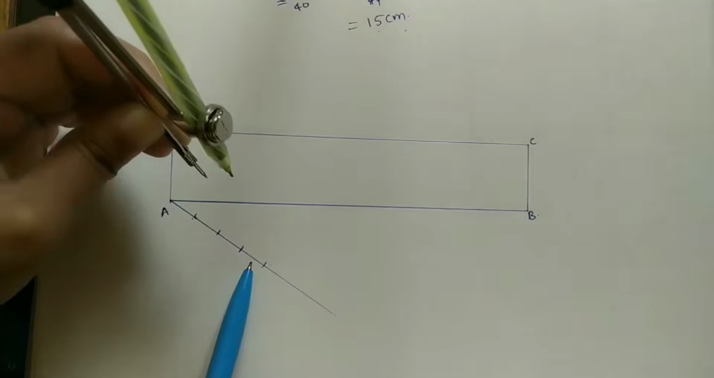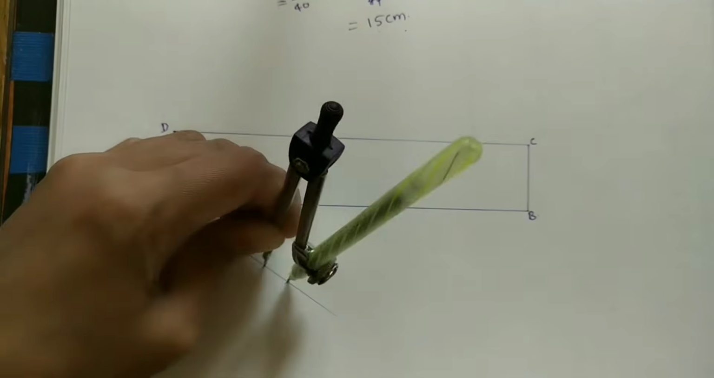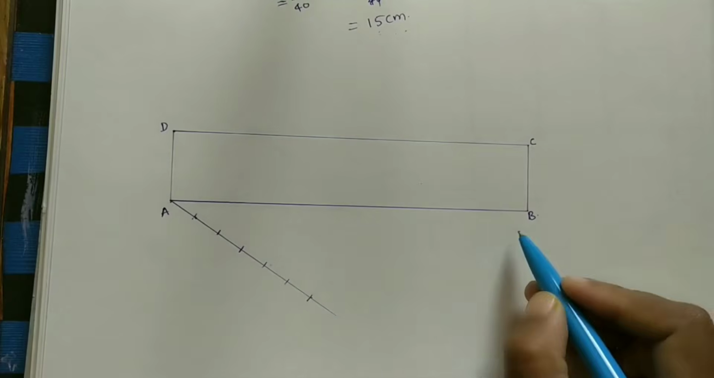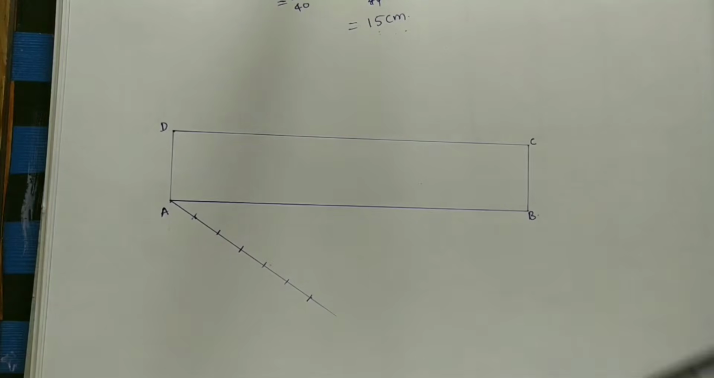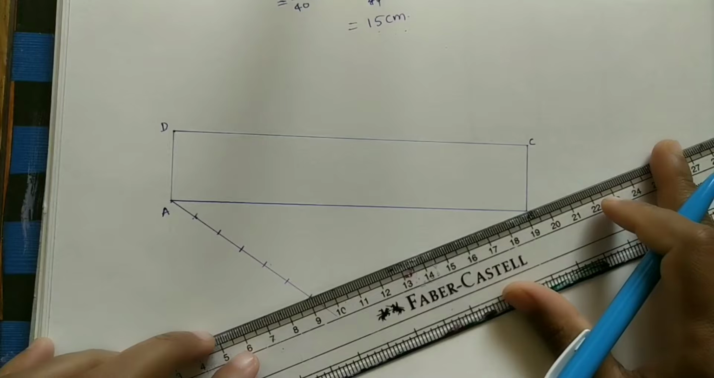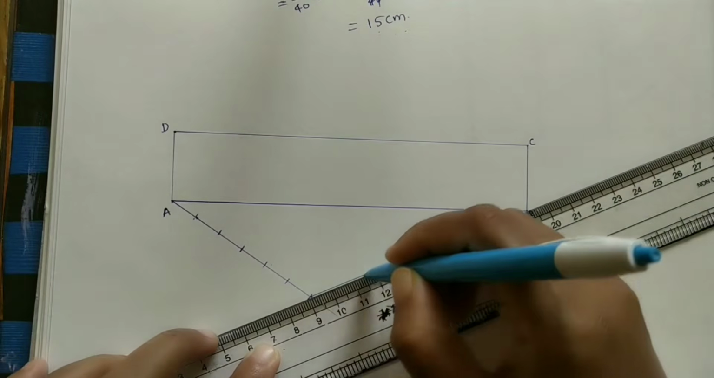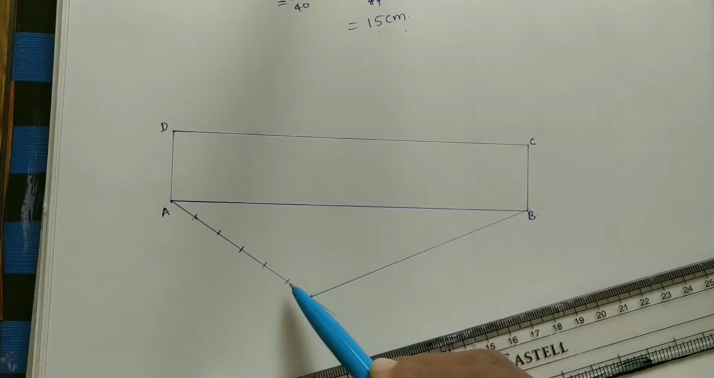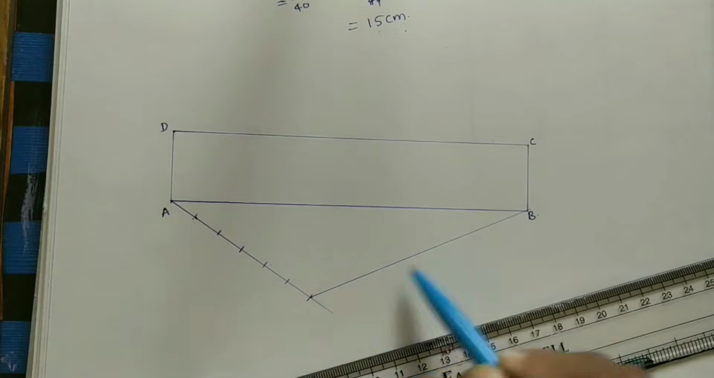1, 2, 3, 4, 5, 6. Okay. Take the last point and join with B by using the scale. Like this. Okay. After that, at all the points, do the lines parallel to this last line.